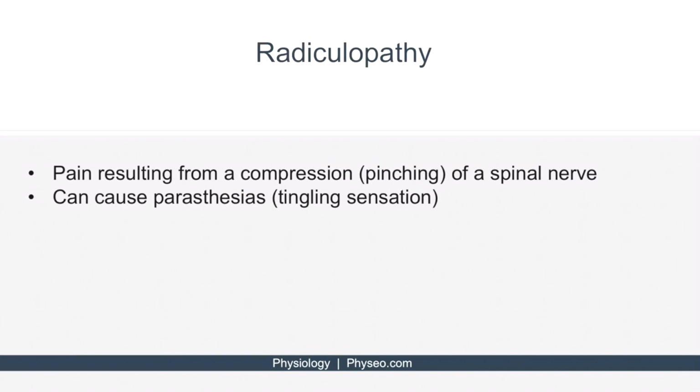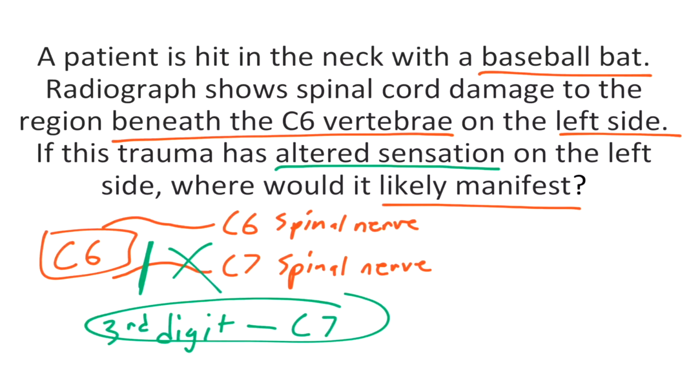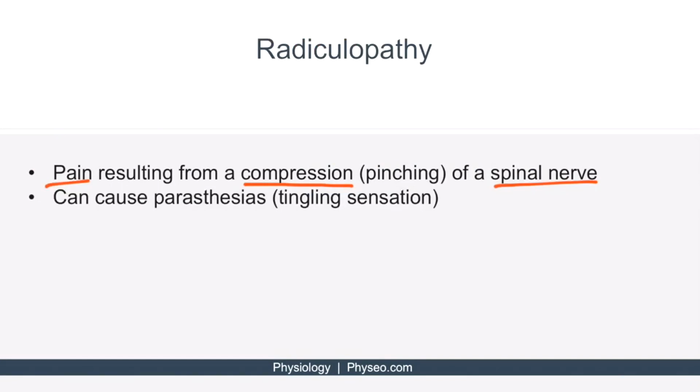So now let's talk about radiculopathy. Radiculopathy is pain resulting from a compression or pinching of a spinal nerve. Now, radiculopathy was actually an example that we discussed before. The patient gets in a car crash and they complain of pain, or they get hit in the neck with a baseball bat and they experience altered sensation. So that's radiculopathy. And this can cause paresthesias, or tingling sensation, which we could say is altered sensation. But there can also just be pain. So just think of radiculopathy as compression or pinching of a spinal nerve.